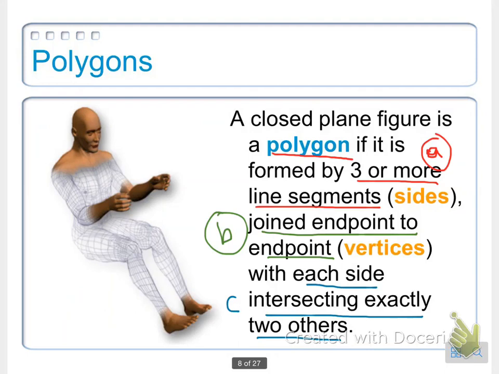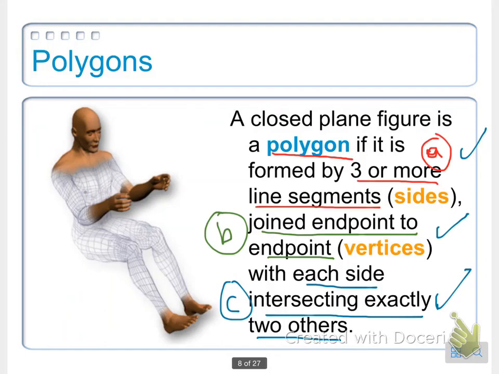Okay, so if we go through it again, we have to have 3 or more line segments joined at the endpoints, intersecting exactly 2 others. So they can only meet on the ends and join 2 others. If they join more, then it's not a polygon. If there's 3 segments joined at the endpoint, it is not going to be a polygon. So we've got to think about parts A, B, and C.